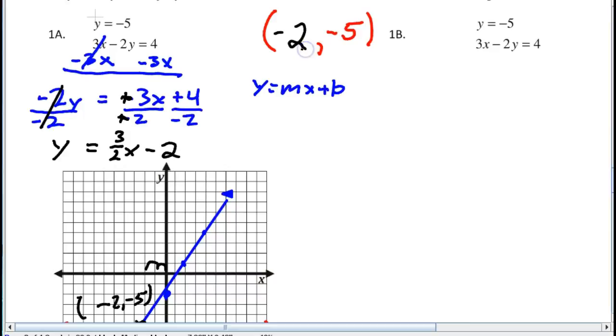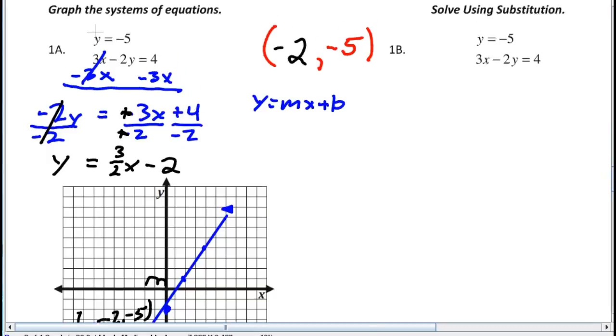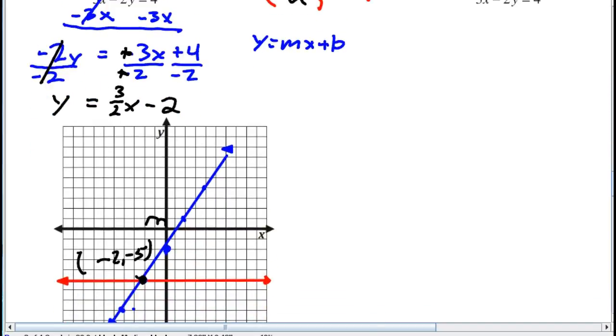To find out the second half of that number, negative 2. Go ahead and catch up on there. All that written in with the graph.